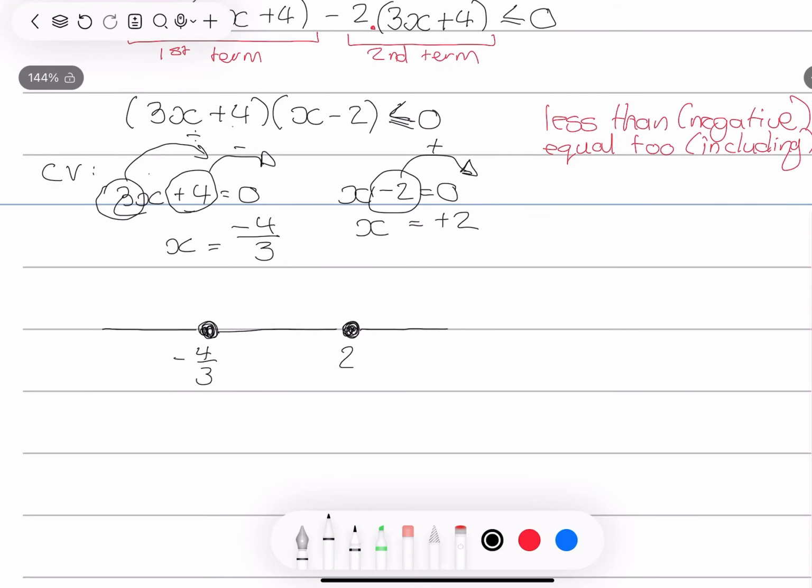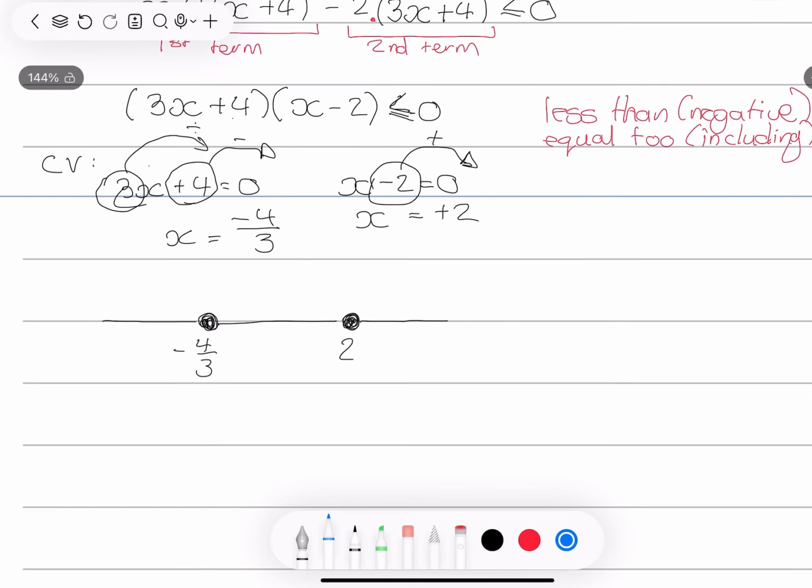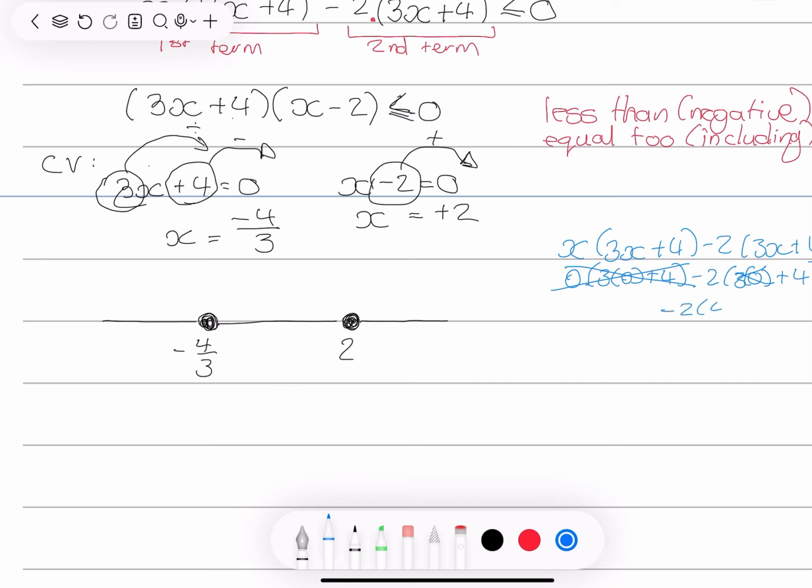Okay, so let me rewrite it for you so you can see it. So let's do it at the side. So if we have x bracket 3x plus 4 minus 2, 3x plus 4. If you add a 0 in front of the 3x, 0 plus 4 minus 2, 3, 0 plus 4. This 0 multiplies this whole thing, so that becomes nothing. This 0 also leaves that, so you're left with negative 2 times 4. Okay, that gives you then a negative 8. Right, so now you know in between here you have a negative, right?